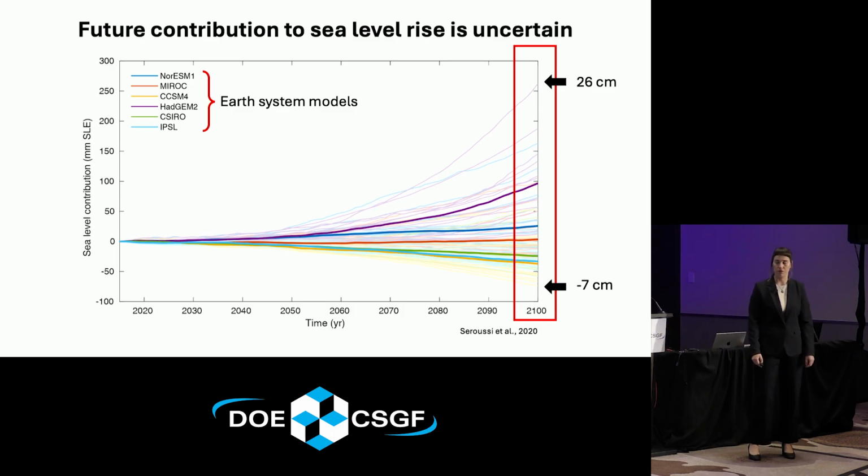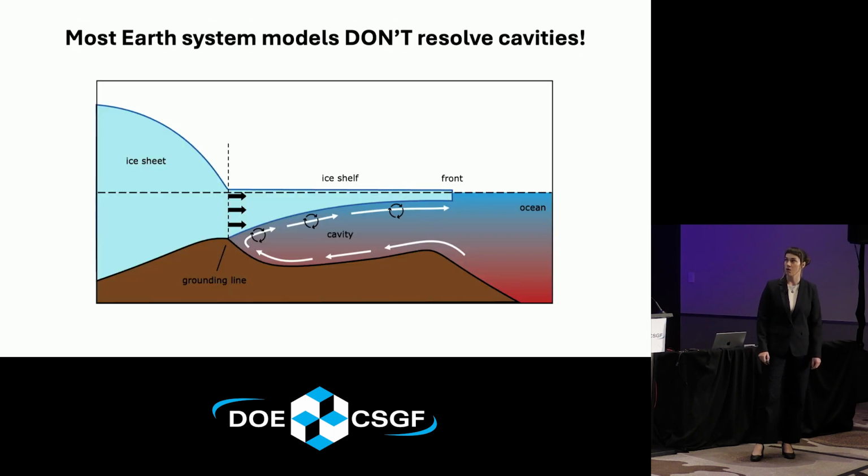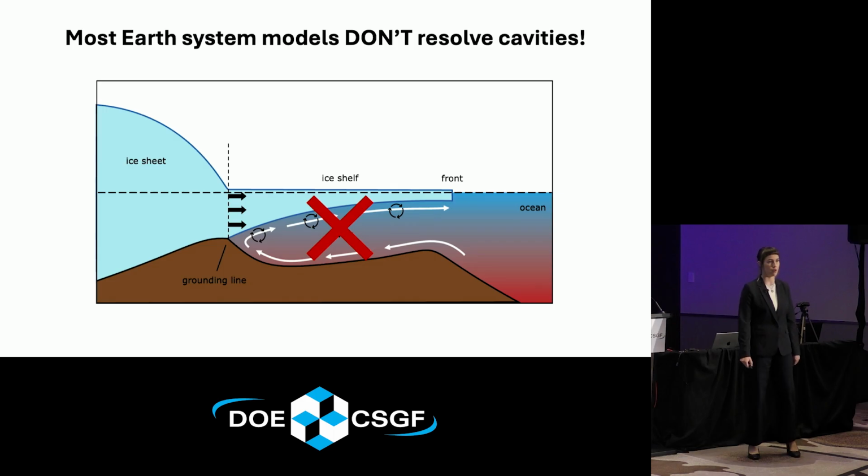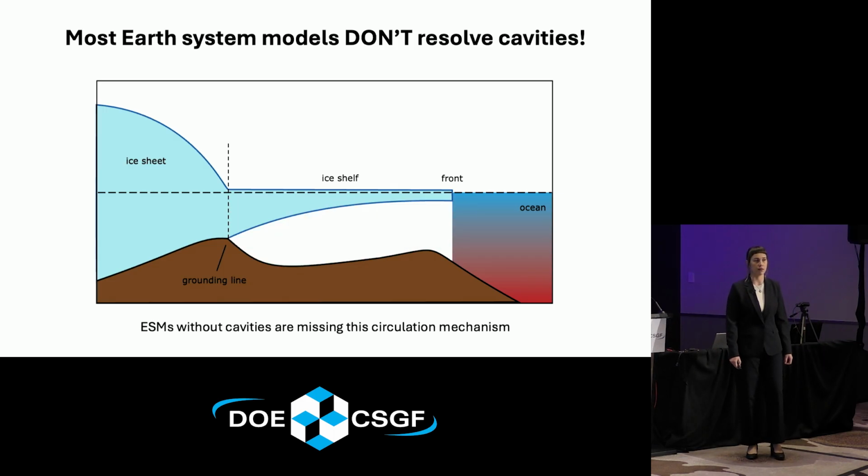And so the reason for this large discrepancy is because most Earth system models don't actually resolve these cavities. They don't resolve the ocean processes that are occurring within these cavities. And what usually happens is that the ocean domain within these Earth system models comes right up to the ice shelf front, and then it just stops, creating this imaginary wall. And so you'll miss this entire circulation mechanism that occurs beneath these ice shelves that's critical to this melting of these floating ice shelves.